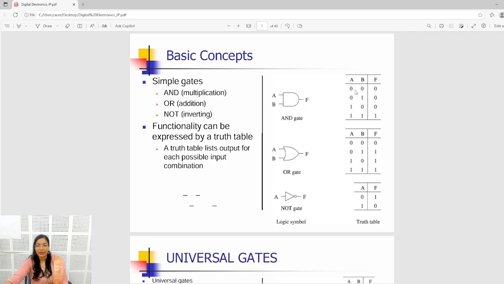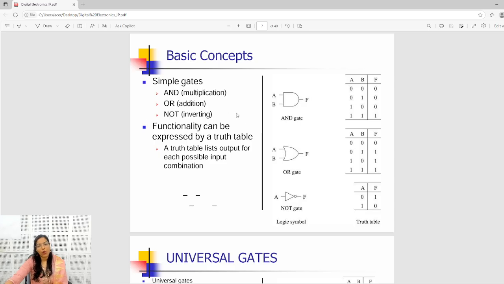We can see that for a two input AND gate, only when both inputs are 1 or logic high do we get a high output. We say logic high is 1, logic low is 0. So if both the inputs are high or 1, we get 1 as the output, logic high. Otherwise, in all other cases, we can see we are getting a 0.